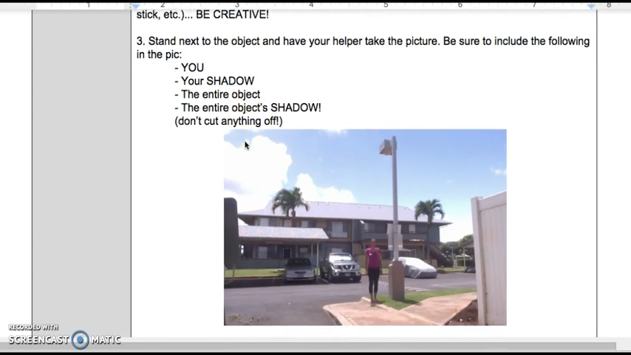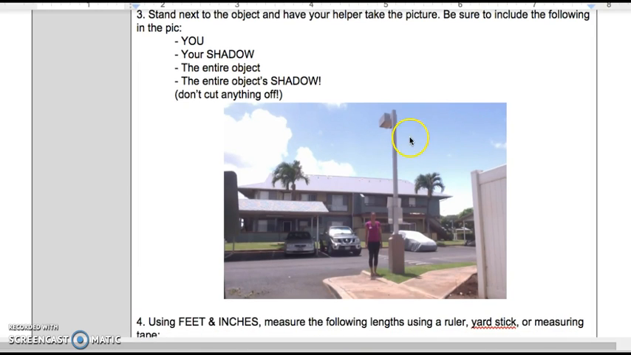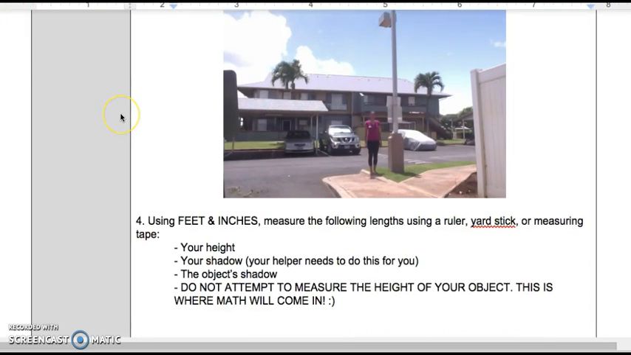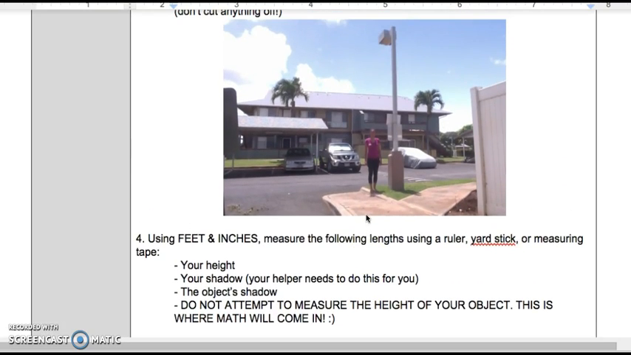After you find your object, make sure you take a picture or have someone take a picture for you. And be sure to have everything in the frame. Don't let the top of the object get cut off or the shadow. The entire shadow should be in the picture as well. So after you take your picture, using feet and inches, measure the shadows, and you should already know your height. And do not attempt to climb that object and measure it.